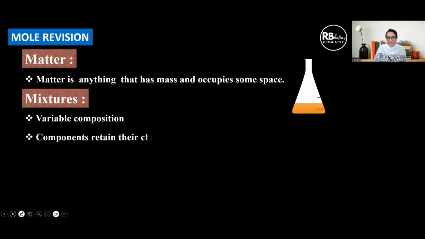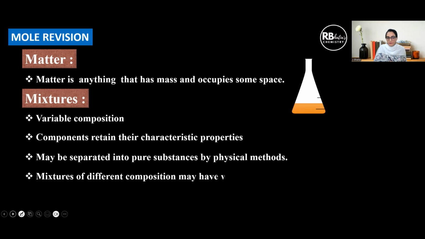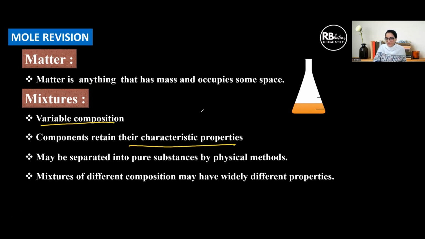Under mixtures, what are mixtures? The main points about mixtures that you need to keep in mind: mixtures have variable composition. Components retain their characteristic properties. For example, let us say I have a mixture of iron filings and sulfur powder. And if I bring a magnet, with north and south pole, closer to this mixture, iron filings are going to get attracted to the magnet, right?